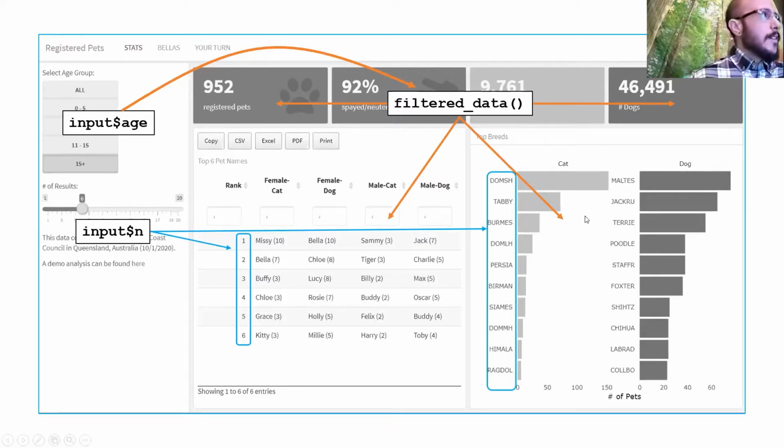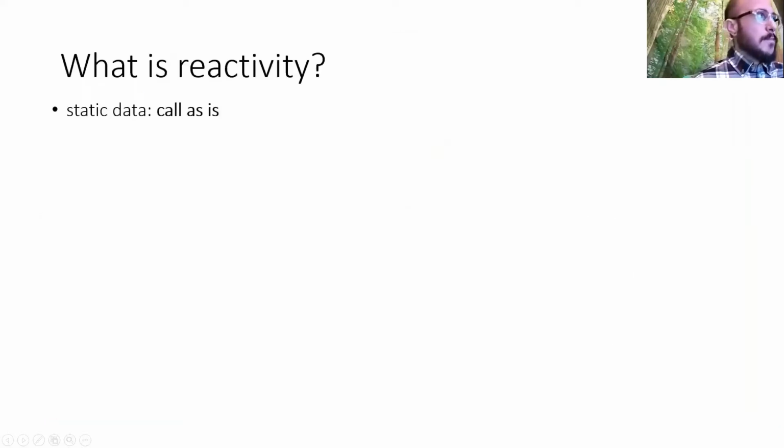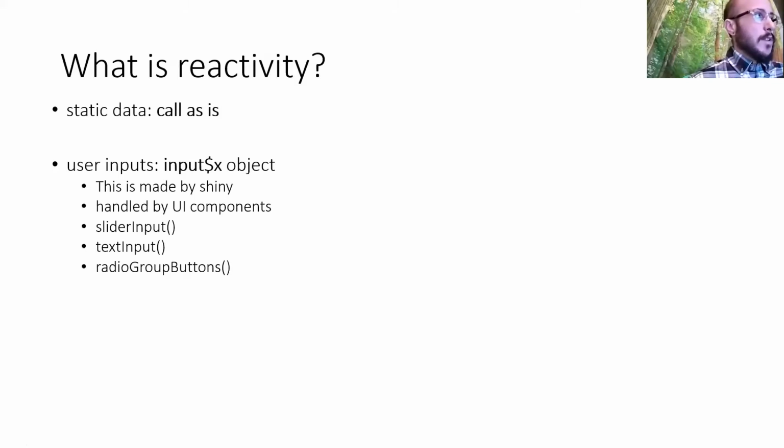Okay, so what is reactivity? Anything that is static, like it's not changing, like today's date or something, just needs to run one time in the dashboard to be useful or accessible. But anything that you want to respond to, like a UI component, like a button or a text entry, is going to be reactive.